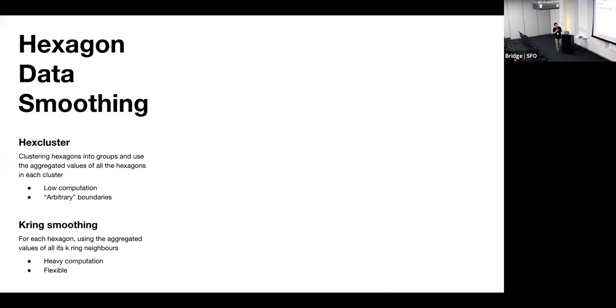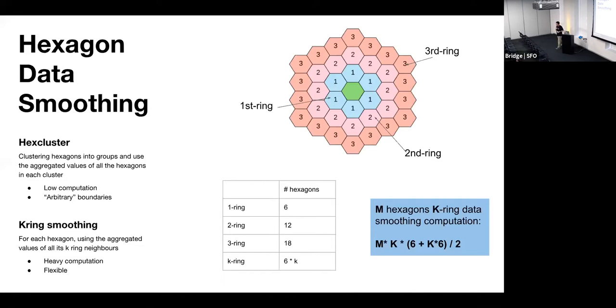So another approach, because of the disadvantage of the clustering approach, that's why in a lot of applications at Uber we use this k-ring smoothing. So let me use one example to show you what we mean by k-ring smoothing. Assume we have this green hexagon, and we are going to have different layers of neighbors. I just label them with 1, 2, 3.